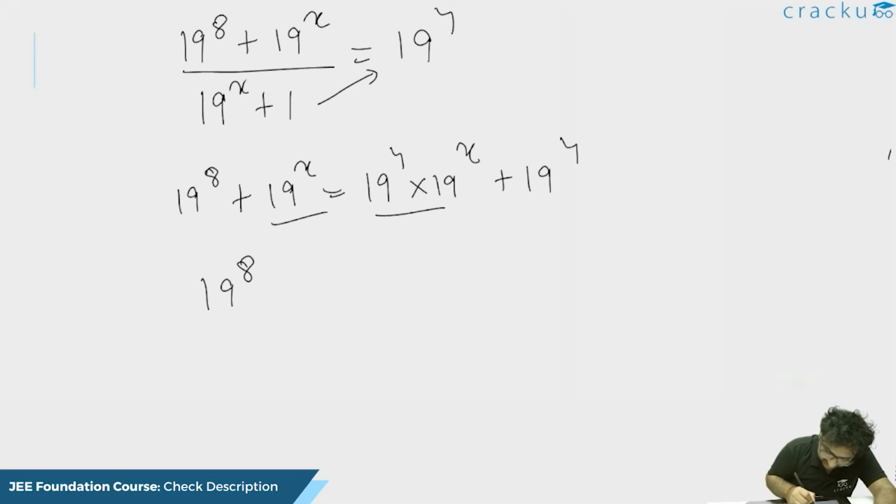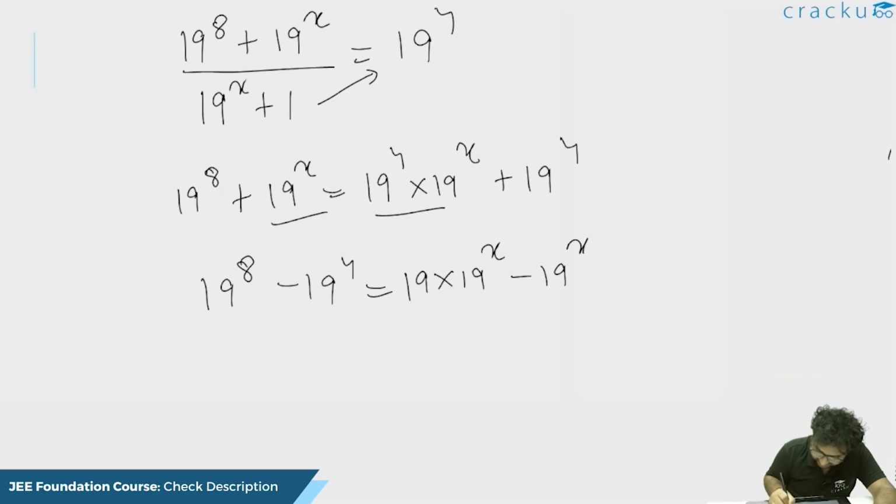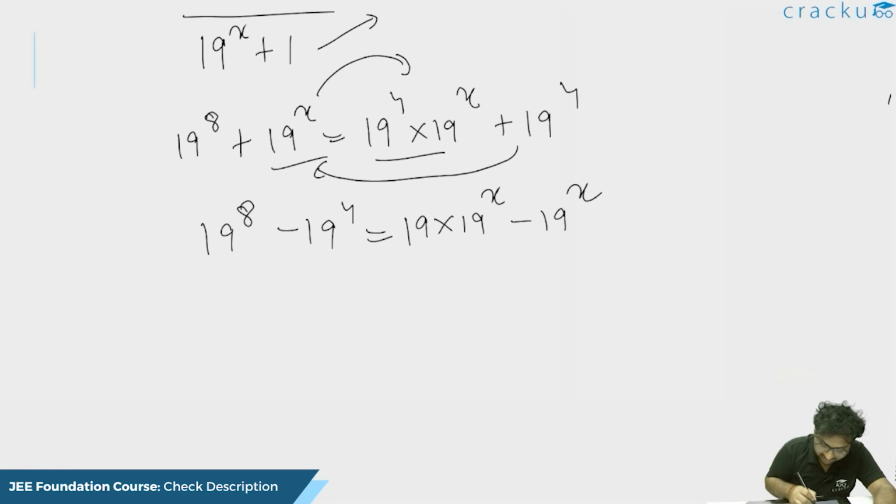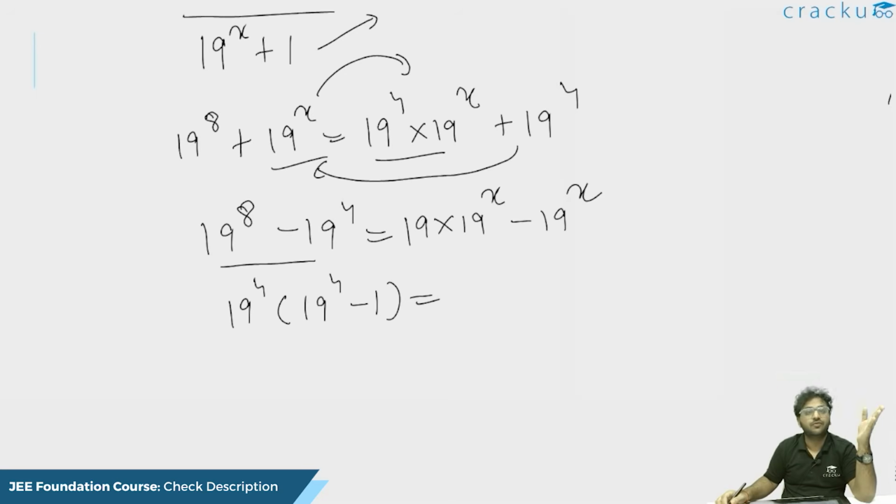19 to the power 8 minus 19 to the power 4 equal to 19 into 19 power x minus 19 power x. Okay, so this will come here and this will go on the left hand side. So now on the left hand side we can take 19 to the power 4 common. So 19 to the power 4, this would be what? 19 to the power 4 minus 1, because 19 to the power 4 into 19 to the power 4 is what? 19 to the power 8.